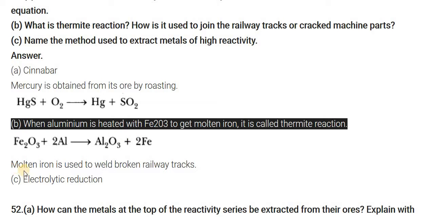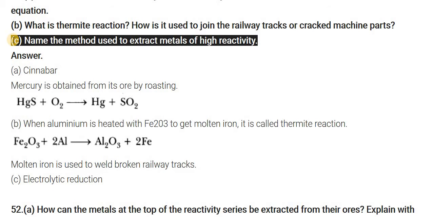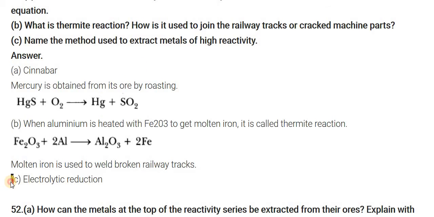This molten iron is generally used for welding broken railway tracks, and it is also used for welding broken machine parts. The C question: name the method used to extract a metal of high reactivity. As we already saw, for sodium and potassium, for the extraction of highly reactive metals, we have to go for electrolytic reduction.